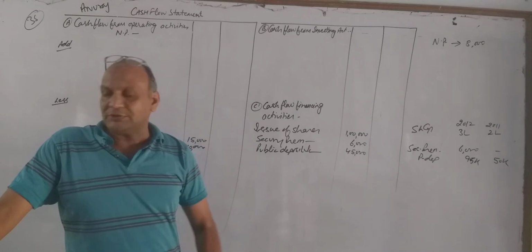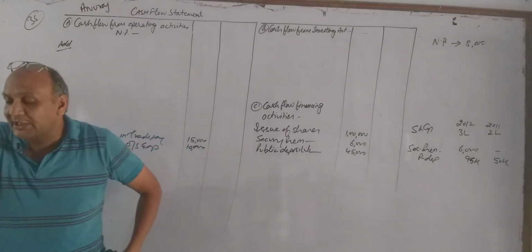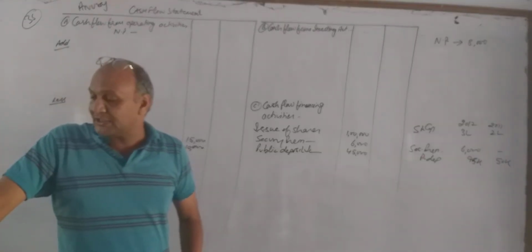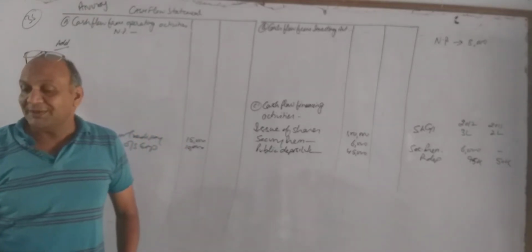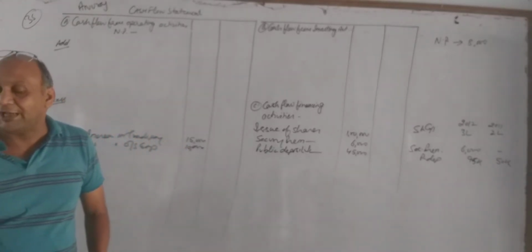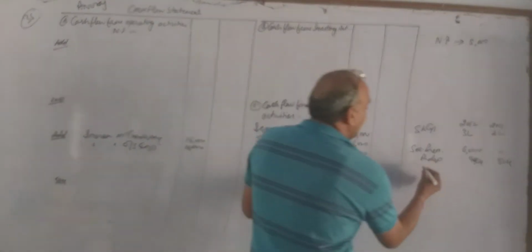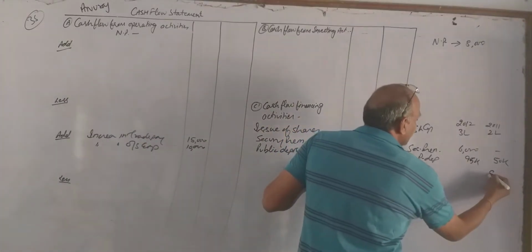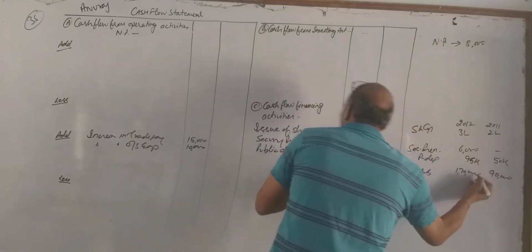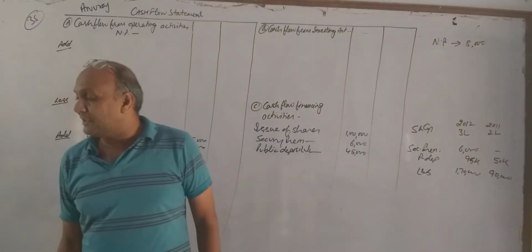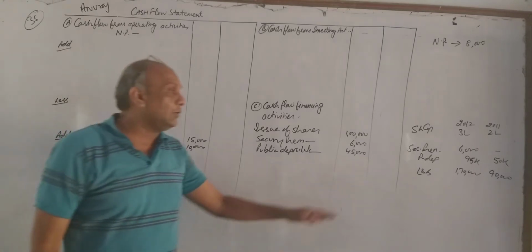Now let us shift to the asset side. In assets, first item is fixed assets. Under fixed assets, we have given tangible assets, note number 4. Tangible assets, note number 4, we have given land and building. Land and building. Last year 90,000, now 1,70,000. Last year 90, now 170.